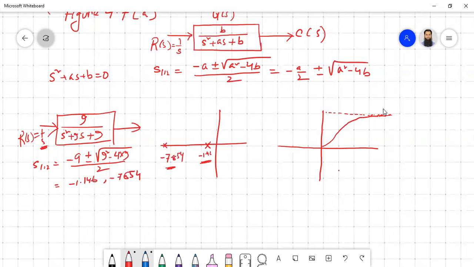So what should be the pattern of your c(t) output? We know there are two roots, so definitely one plus, we are just keeping plus, but depending on the value of K1 and K2, it may be something else, K1 e to the power minus 7.854t plus K2 e to the power minus 1.146t. So this is how the response will look once you know the pole location. So this is how you can relate the pole location with the response.